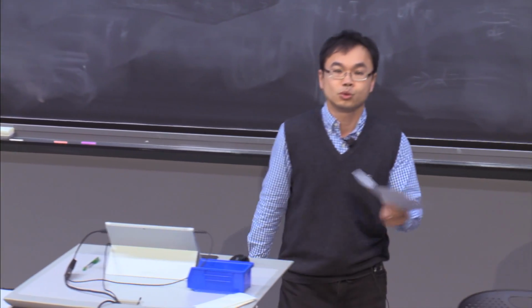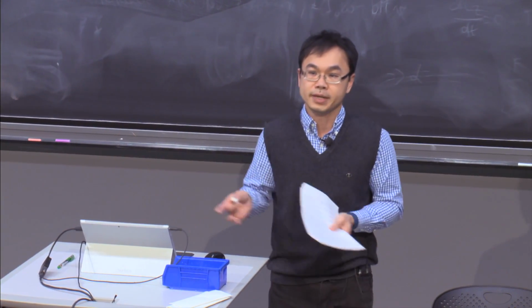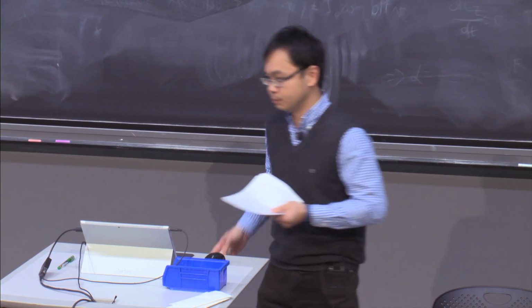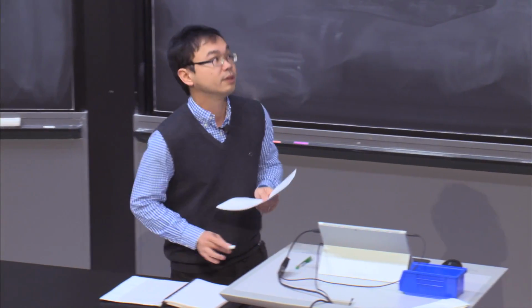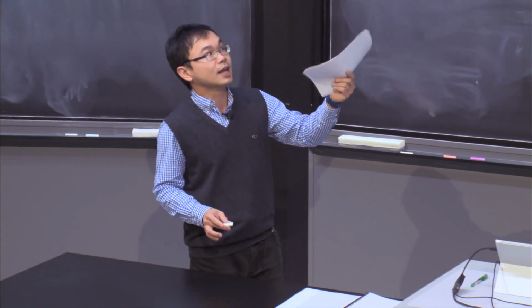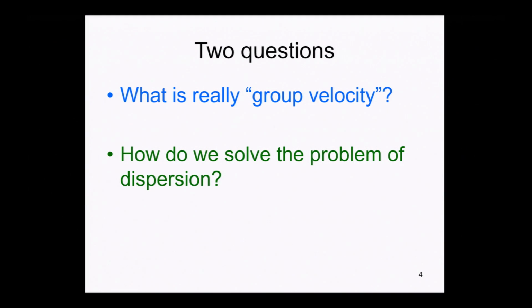In the case of two overlapping progressing waves with similar wavelengths or similar frequency, we see that the group velocity presents the speed of the envelope. Can we actually learn something more general about group velocity?